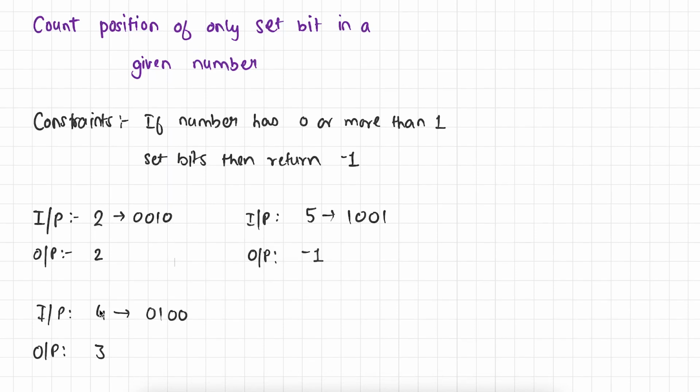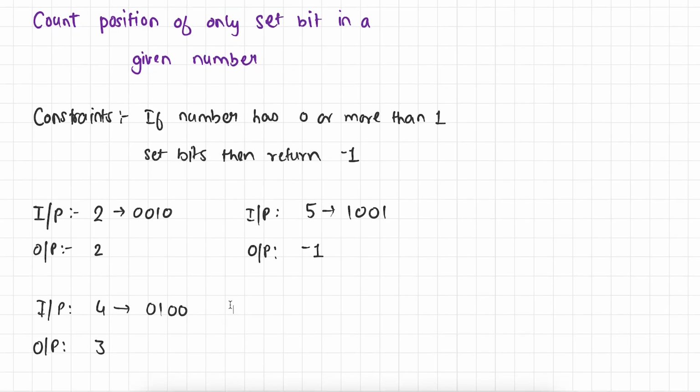In the next example, the number is 4. The binary representation of number 4 is 0100. It also has only one set bit and the position of that set bit is 3. 1, 2 and 3. Okay, I hope now the problem is clear to you. So let's pause this video and think about an algorithm to solve this problem.